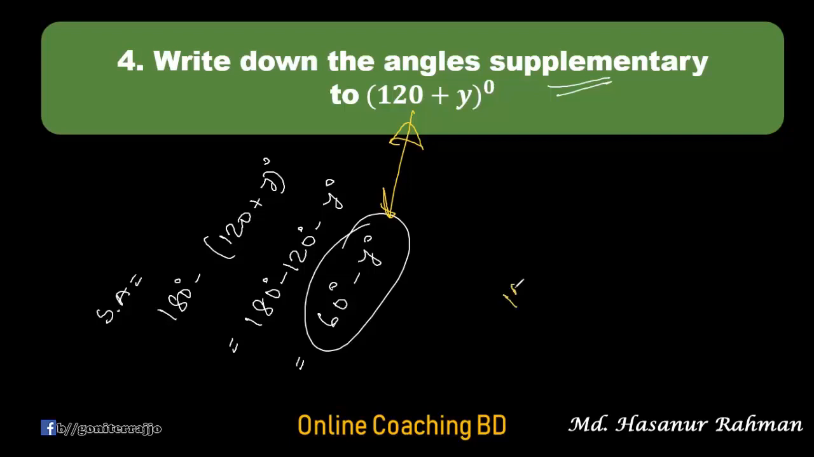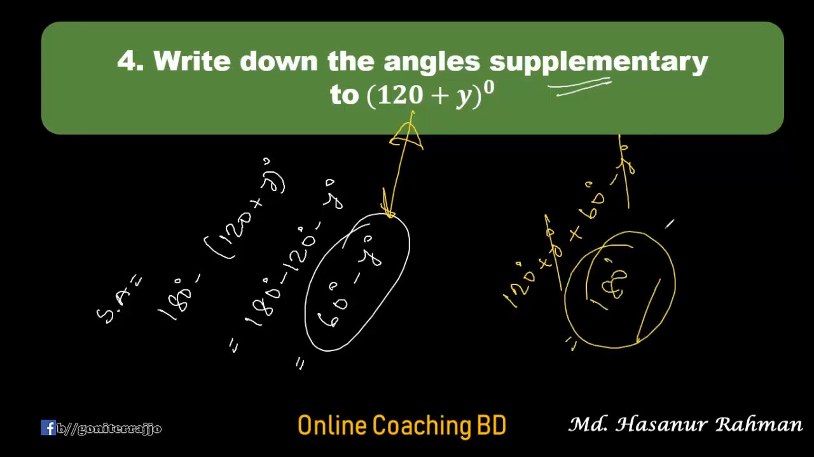So now 120 degree plus y degree plus 60 degree minus y degree. Here is a positive y, here is a negative y. So you can cut. Actually, you can subtract. So 120 plus 60, that is 180 degree. So we can say 60 degree minus y degree should be the supplementary angle of 120 plus y degree.